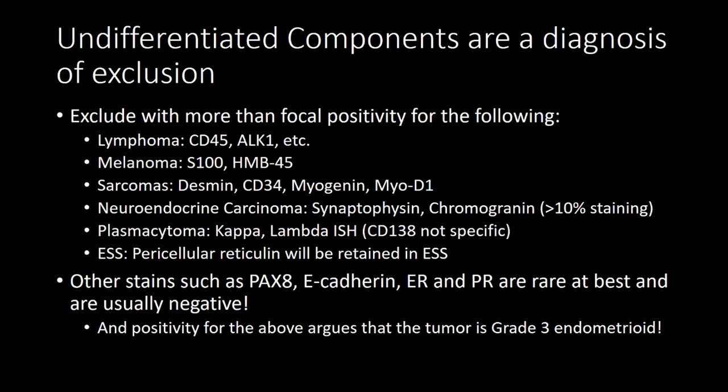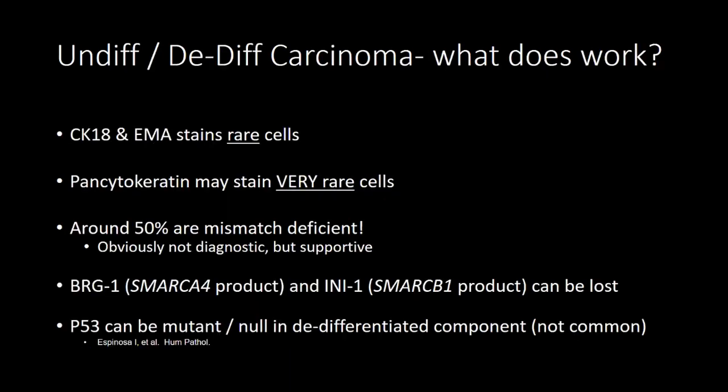Because that's actually immunohistochemical evidence of differentiation, is the fact that they still have hormone receptors or they're still PAX8 positive, because undifferentiated components often lose reactivity for these markers. So keep that in mind. You're not allowed to really have staining for that and still confidently call this an undifferentiated component. So then you'd say, well, what does work, right? Well, you can get some very rare staining with pan-cytokeratin, somewhat less rare staining with CK18 and EMA.